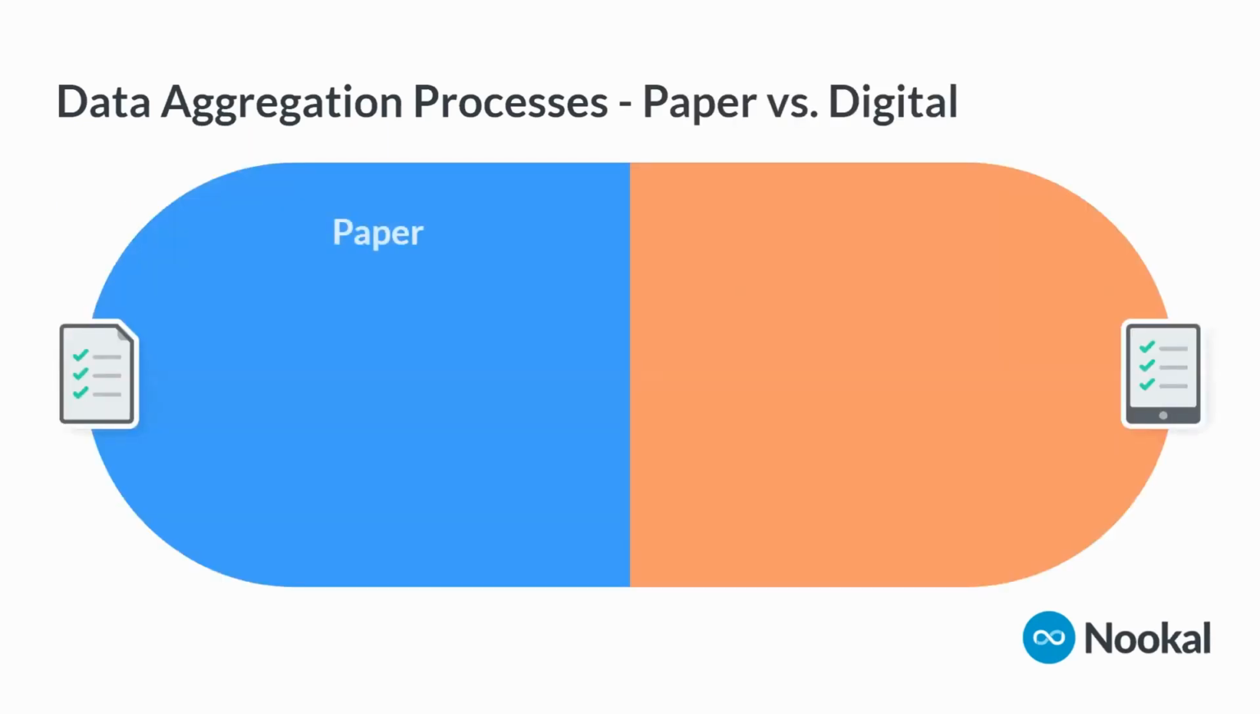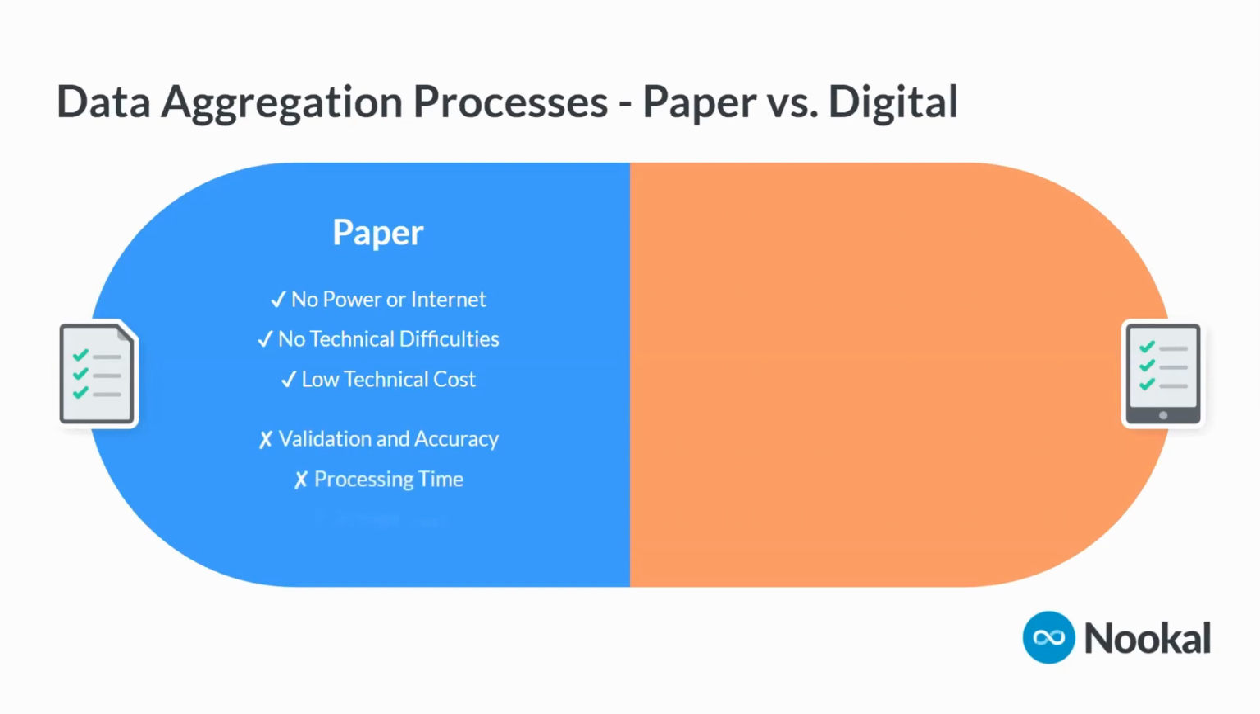So collecting on paper, so some of the pros there, so there's no power or internet needed. You shouldn't see any technical difficulties, and there's an overall low technical cost. And then on the other side in the cons, so we have validation and accuracy. So sometimes it'll be hard to make out details on paper forms, and if a staff member needs to clarify that information, then that's a cost to your business. And then there'll be more processing time and also storage costs.